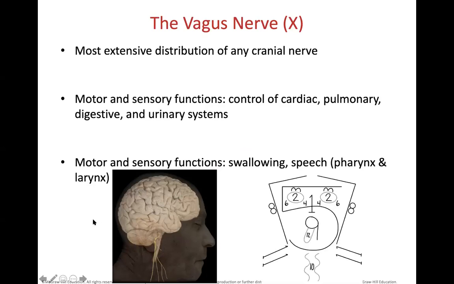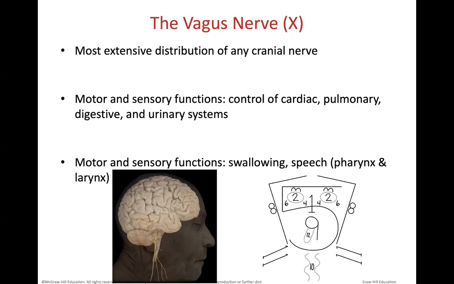So the vagus nerve, number 10, has functions that go down into the torso. It has the most extensive distribution of all the cranial nerves. It has motor and sensory functions. The really large motor and sensory functions deal with control of cardiac and pulmonary systems, as well as digestive and urinary systems. So kind of crazy to think about a nerve in the head actually controlling digestive and urinary systems way down in the lower torso.